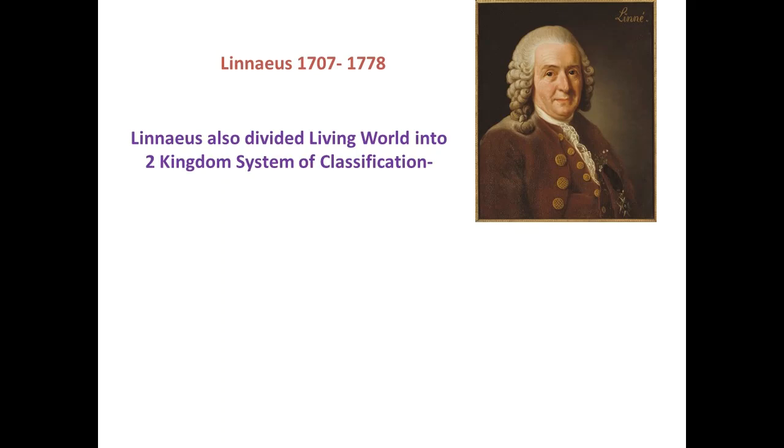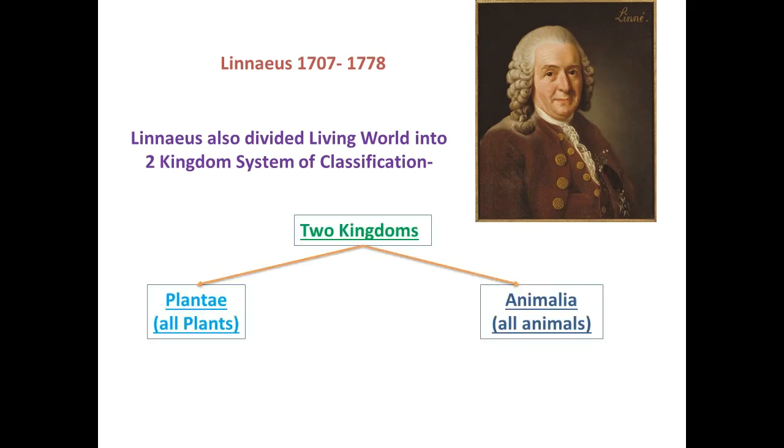So here one mark question is there: who supports the Aristotle classification? Or name the two scientists who proposed the two kingdom classification. Or in another form, who was the earliest one to propose the two kingdom classification? So Linnaeus divided the living world into the two kingdoms, Plantae and Animalia. Understood, all plants are under the kingdom Plantae and all animals are kept under the kingdom Animalia.